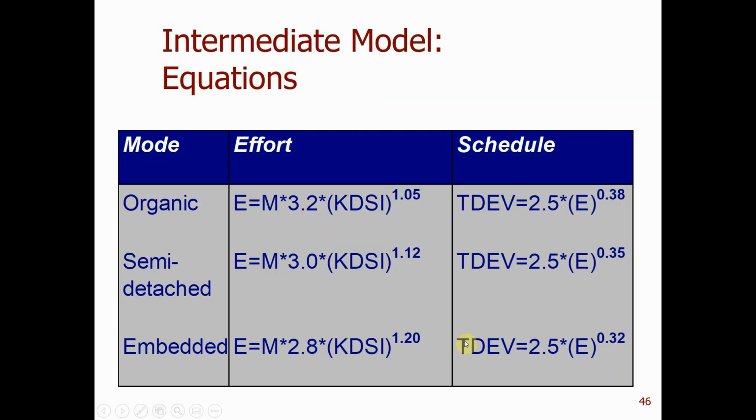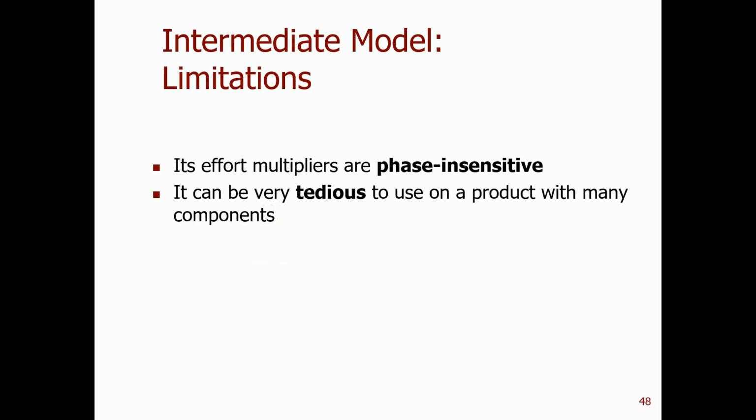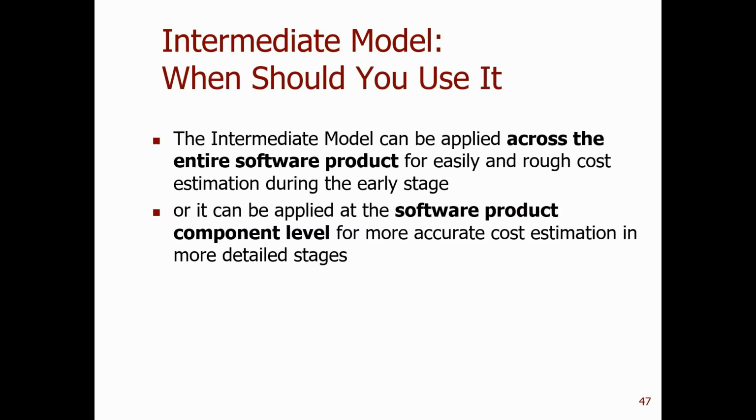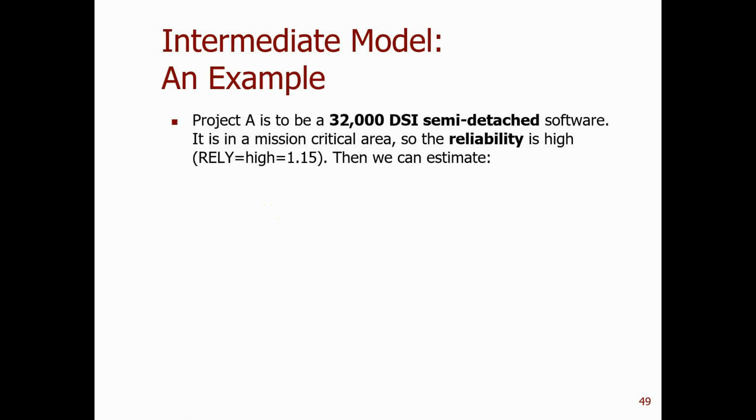Okay. And again, the formula is still similar, with 3 different modes, and then we can calculate effort and schedule. The only difference is for the effort, we consider this M. This is the cost driver multiplier. This M is not 1 anymore, so we'll take some value here. So the intermediate model is used when we gain more information. Then let's look at an example here.